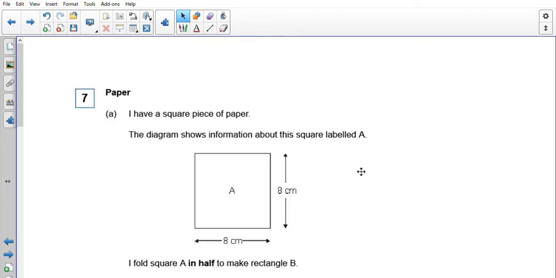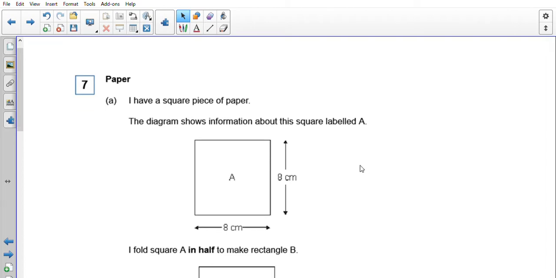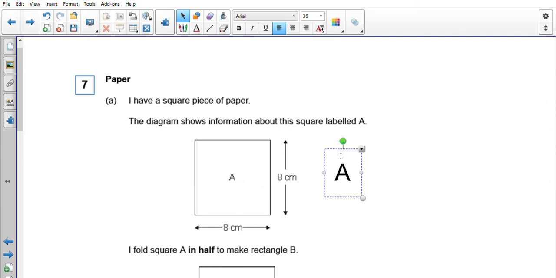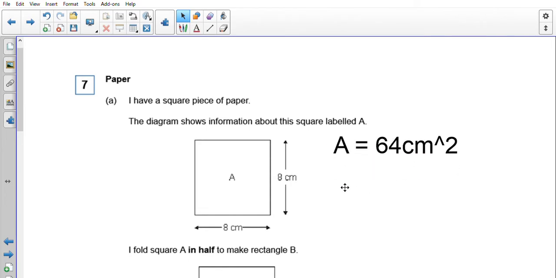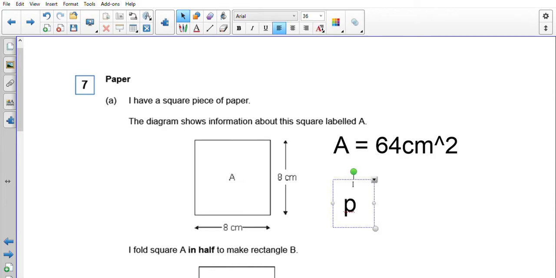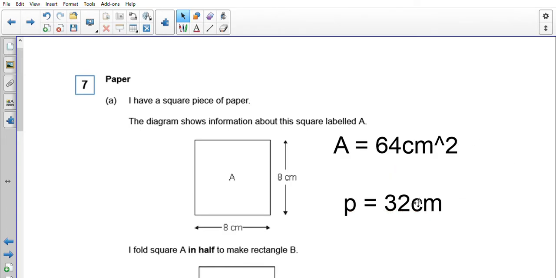I have a square piece of paper. The diagram shows information about the square labelled A. Okay, so 8 centimetres. So the area for this one is going to be 8 times 8, which is 64 centimetres squared. Perimeter here is going to be 8 times 4. My perimeter here is 32 centimetres. Okay, that might help me, it might not.